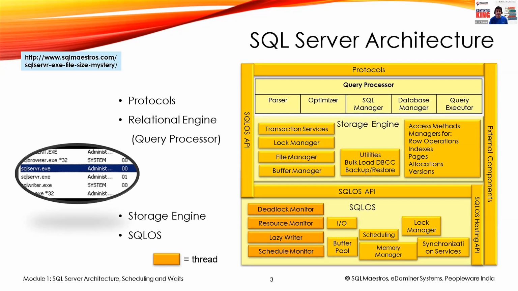The moment the connection is established, the query gets submitted, and there comes the next component, which is query processor, also called the relational engine. And if you look at the diagram carefully, the query processor just below the protocols is divided into multiple subcomponents. Again, you have the parser, the optimizer, SQL manager, database manager, and query executor. Now again, these are just some names that I have picked up and put there. But remember, at the end of the day, all these components and subcomponents are nothing but DLL files that are part of the SQL Server installation, the SQL Server engine.